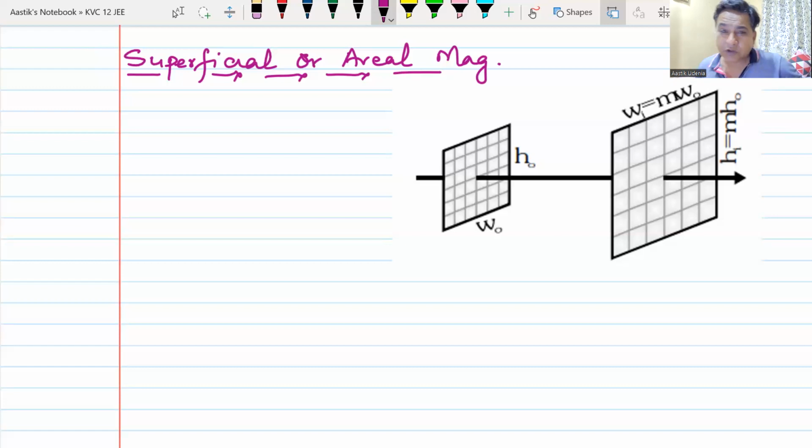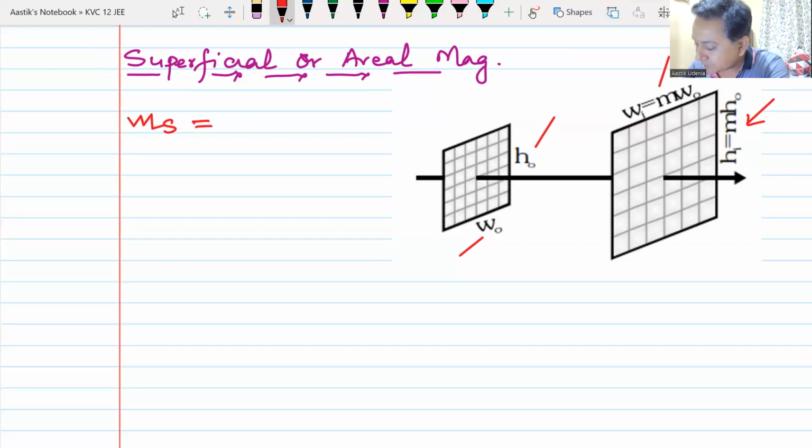Whenever you have an object which has an area, which is a two-dimensional thing, you will have superficial or areal expansion. Why am I saying expansion? Magnification, because this also comes in expansion. As you can see here, my dear friends, it has a height. Object has a width. Object gets magnified in the width, as well as the object gets magnified in the height as well. If I write superficial magnification as MS, M standing for magnification, S standing for superficial. You can also write it MA, magnification in area. How will I define it?